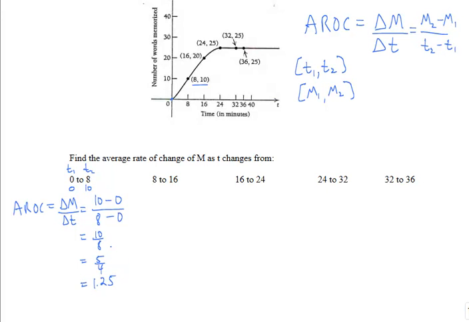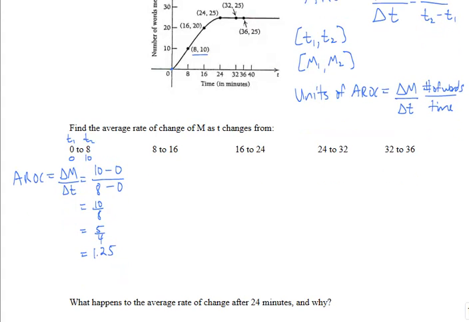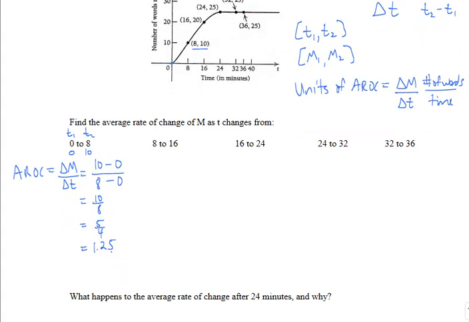Now let's think about what the units on this average rate of change would be. Since we're calculating our average rate of change using change in m over change in t, m is number of words being memorized, and t is time. So if we put our units on our answer here, 1.25 means the number of words that I can memorize per time, and in this case our time was being measured in minutes.